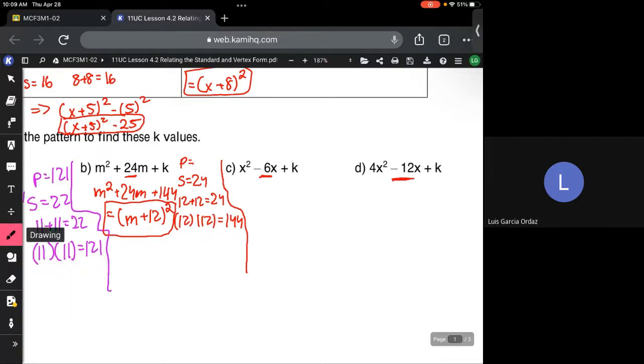So now let's go to C. We have something with a negative in the middle. Who wants to take a stab at this? Camilla? I did x plus negative 3 twice, and that gave me negative 6x. Perfect. So it's x minus 3 to the power 2.